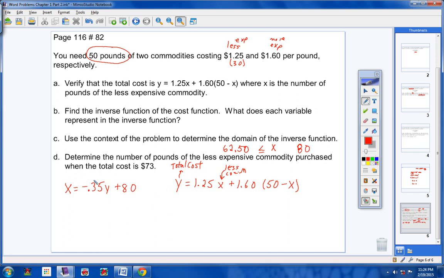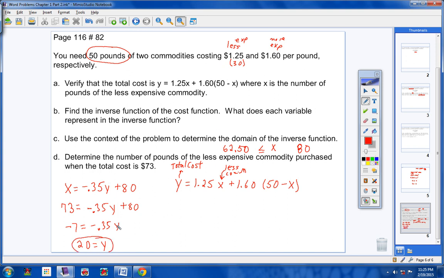Alright, here we go. So x is my total cost. So for total cost, I'm going to put $73. Okay, that's my total cost. I'm going to find the number of pounds of the less expensive commodity, which is y. Y is my less expensive commodity. So bring the 80 over, make it negative, and you'll get negative 7 equals negative 0.35y. Now divide both sides by negative 0.35, so negative 7 divided by negative 0.35 would give you 20. So there we go. We found the pounds of the lesser commodity, 20.